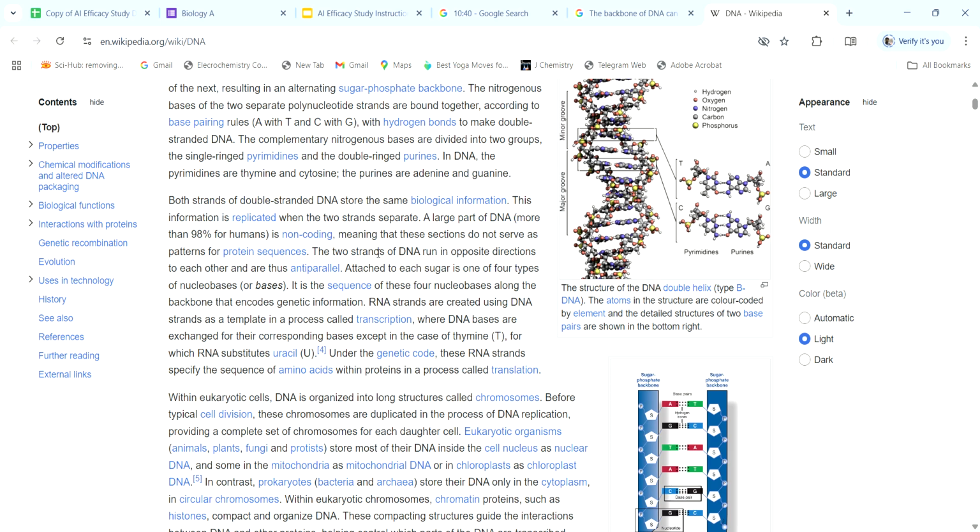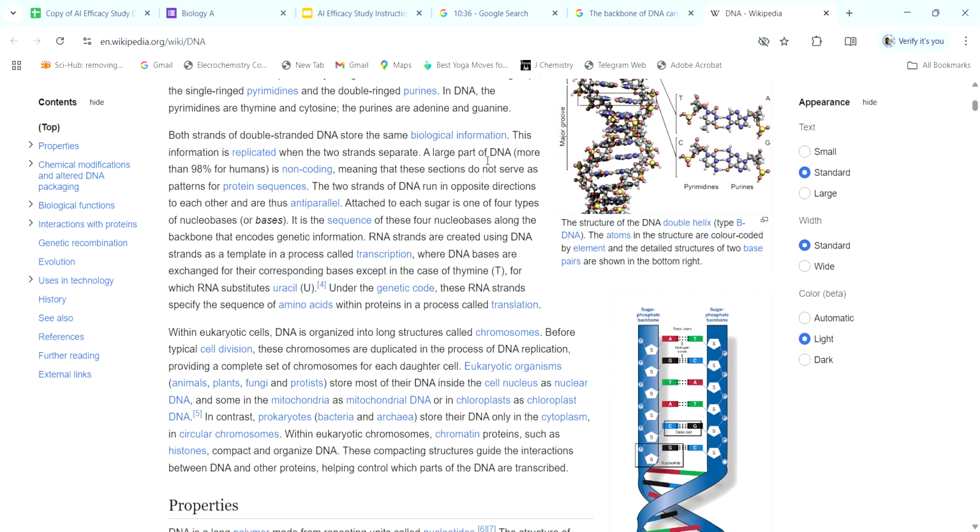A large part of DNA is non-coding, meaning that these sections do not serve as patterns for protein sequences. The two strands of DNA run in opposite directions to each other and are thus antiparallel. Attached to each sugar is one of four types of nucleobases. So it is the sequence of these four nucleobases along the backbone that encodes genetic information.